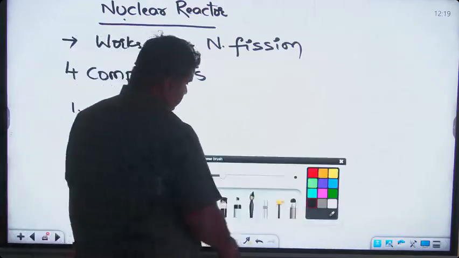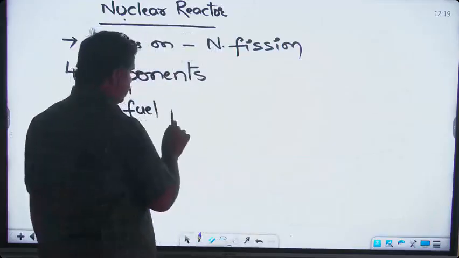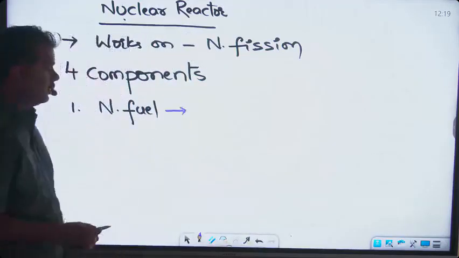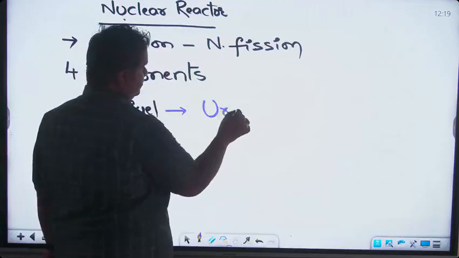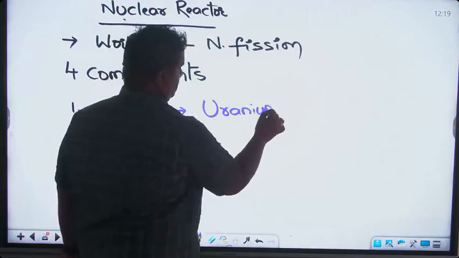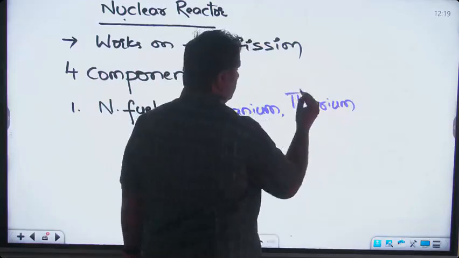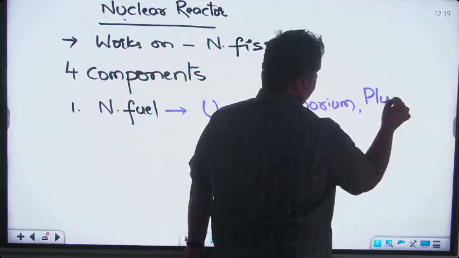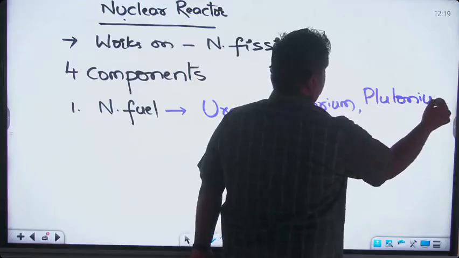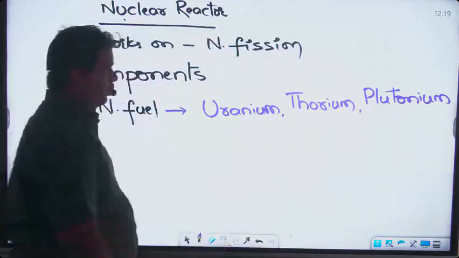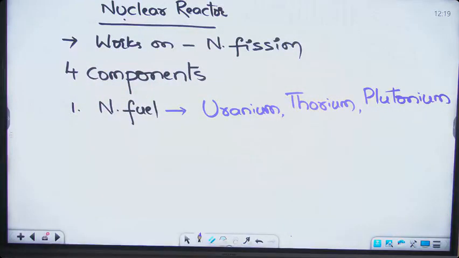Which materials can we use as fuel in a nuclear reactor? Uranium, thorium and plutonium. Uranium, thorium and plutonium can be used as fuels in nuclear reactors.